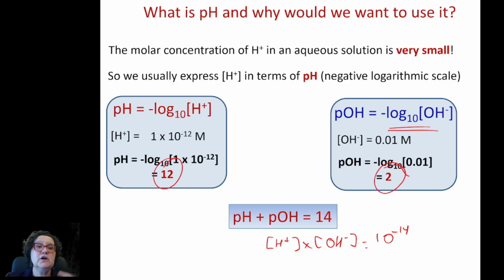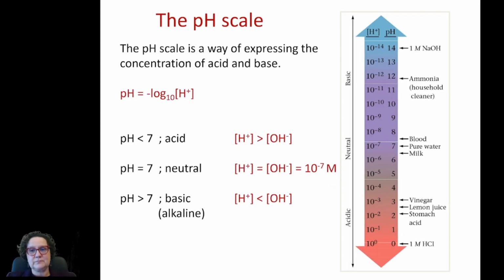So it's much easier to identify at a single glance, looking at a number, whether a solution is going to be acidic, basic, or neutral. That's how he came up with the pH scale: an easy and very straightforward way of expressing the concentration of an acid or a base, and of telling you how acidic or how basic a solution is, by using the pH, minus the log of the concentration of hydrogen ions.